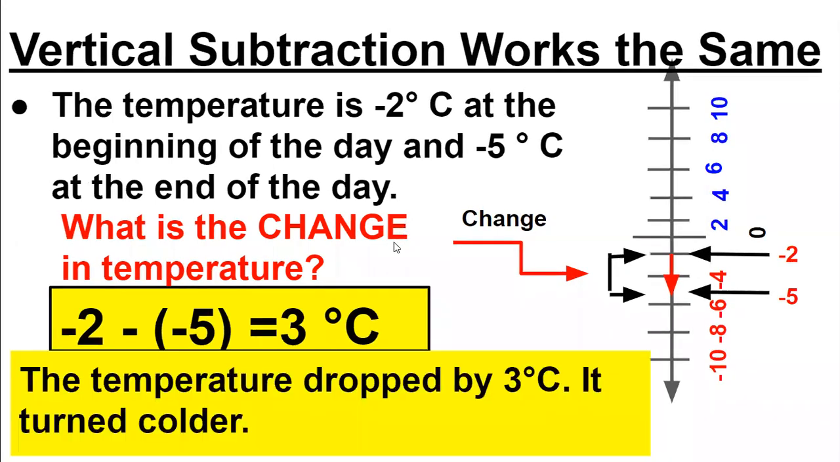The temperature dropped, we can say, by 3 degrees Celsius. It turned colder. We went farther down on the thermometer on our number line, farther from 0. So farther from 0 means the numbers get less when you're going in the negative direction. So the temperature is actually dropping and getting colder. It's a smaller temperature.